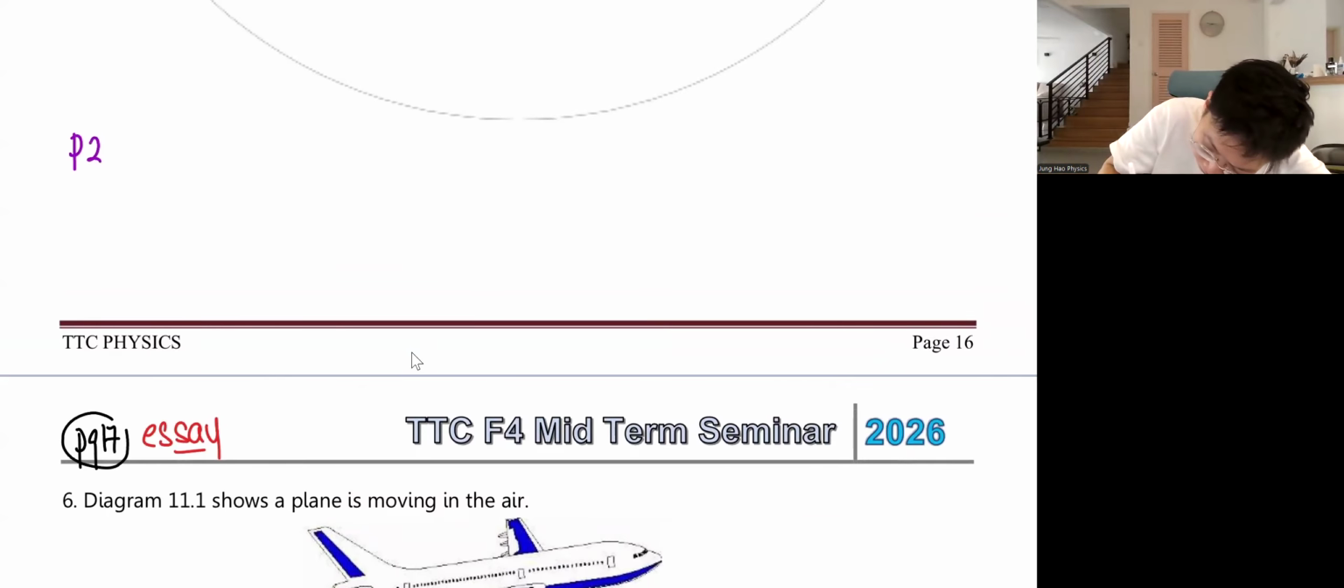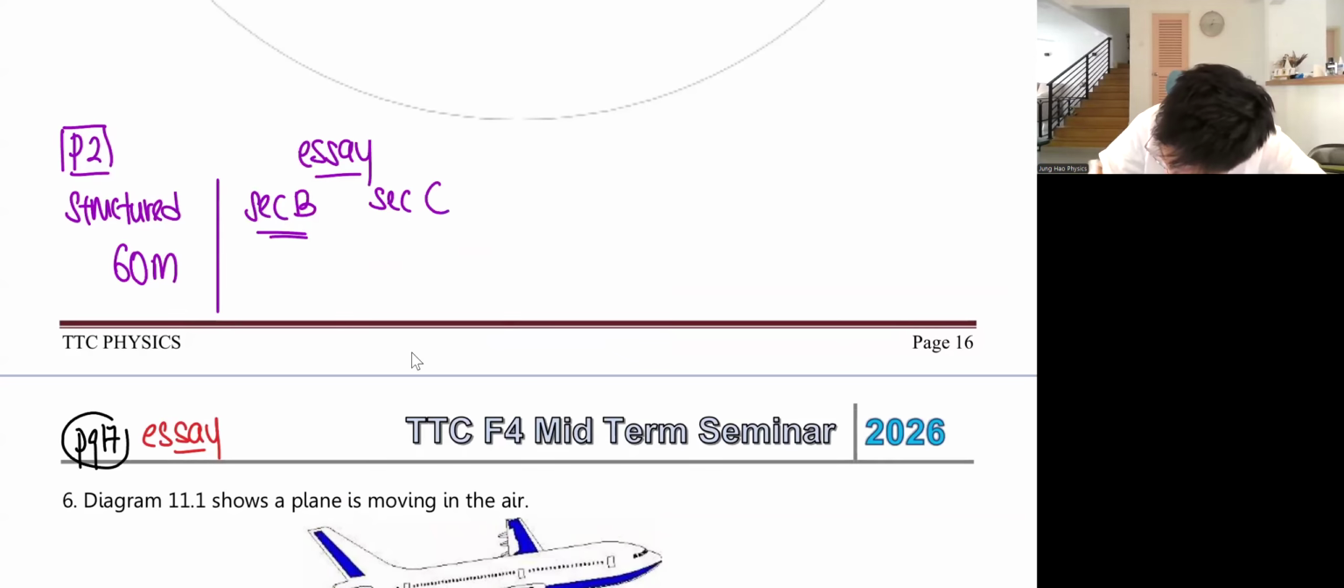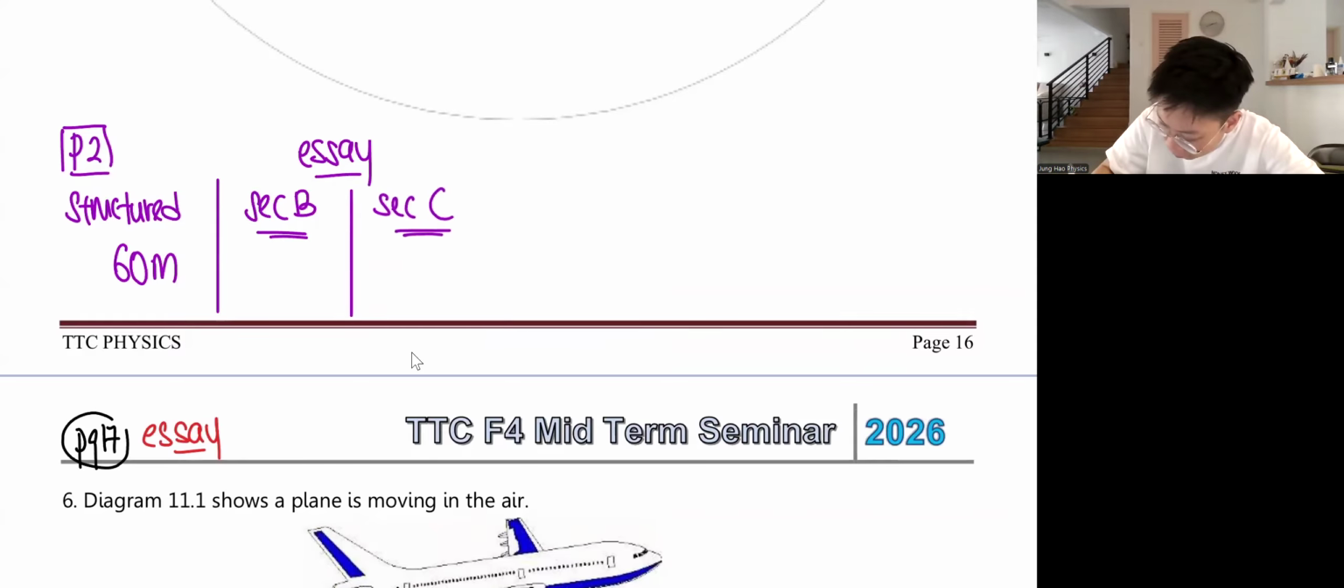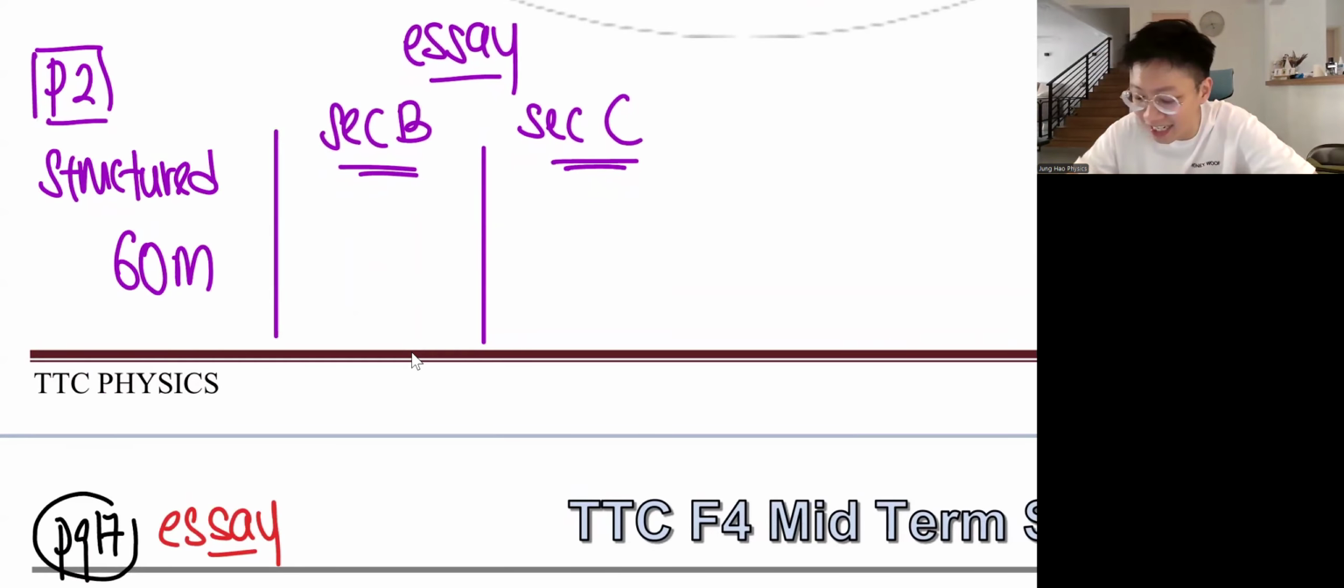Now in Physics Paper 2, your structured question will amount to 60 marks. Then after that, we have the essay questions: section B, and section C. What is the difference between the section B essay and the section C essay? Does anybody know?